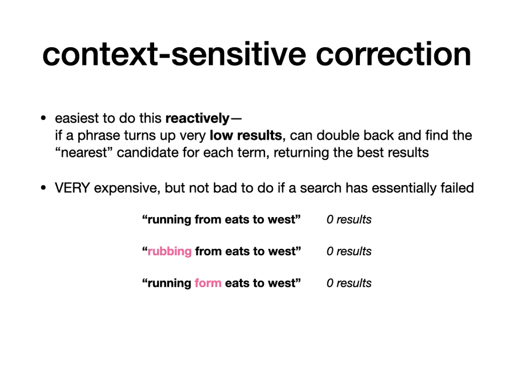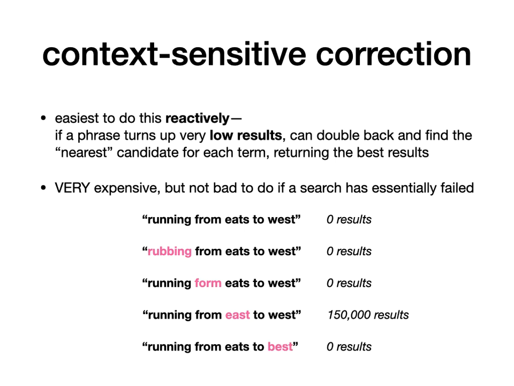Running form east to west, and then running from east to west. Oh, that's going to return a million results, right? And then running from east to best. Well, that's still goofy.